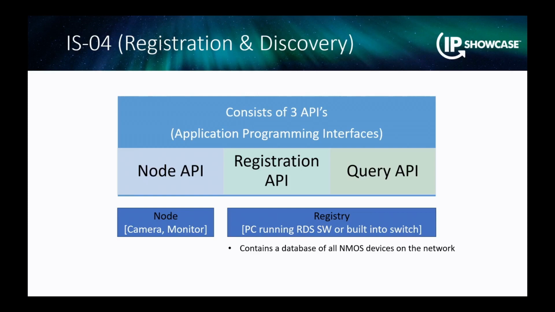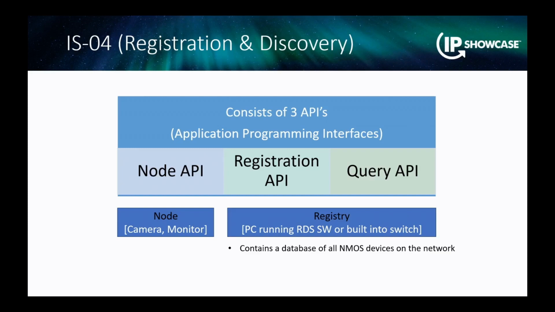Okay, so let's start at the beginning. IS-04, this is the first part that was developed. It's the registration and discovery. This is the plug and play piece I was talking about earlier. How does my control system know that I've got a device out there? Well, there's this language specified through IS-04 that says, if I'm a node, I can talk to this thing called the node API, and I can tell it I'm a camera, I'm a monitor, this is my IP address, this is my colorimetry.